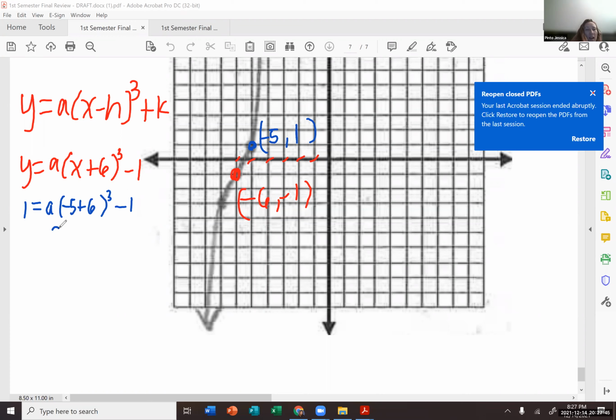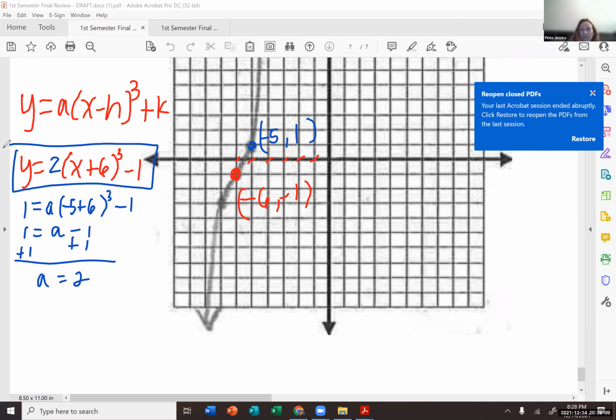So here I've got a. -5 plus 6 is just 1 to the third power, so that's just 1. Minus 1 is equal to 1. So adding 1, I get a is equal to 2. And replacing the 2, I've got my final answer. So that's that.